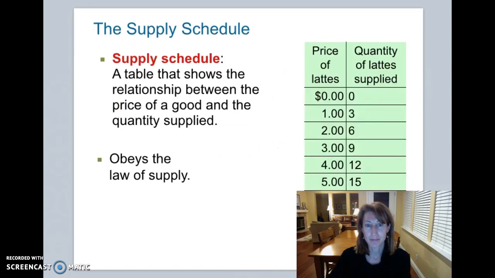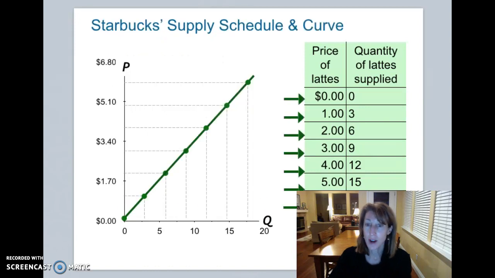Let's take a look at that. So we'll build our supply schedule using data that we've collected, where we have quantity of lattes supplied with the price. And you'll notice it obeys the law of supply. As price goes up from 0 to 6, the quantity supplied is going up. Okay, so we don't know anything about the cost structure of this firm, but let's say we've collected this. So this could be one supplier, and then we could look at what it looks like to graph it.